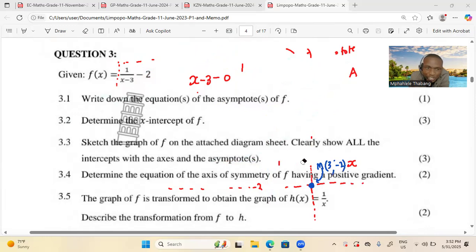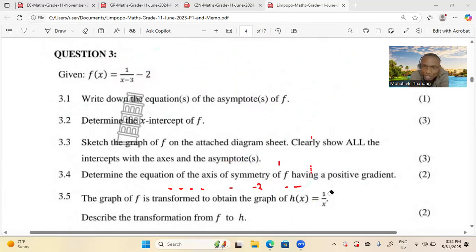We are done with these asymptotes. For sure, you will be able to find the vertical asymptote and the horizontal asymptote. Now let's talk about the second question. Determine the x-intercept of f. So we are looking for the x-intercept of a hyperbola function.